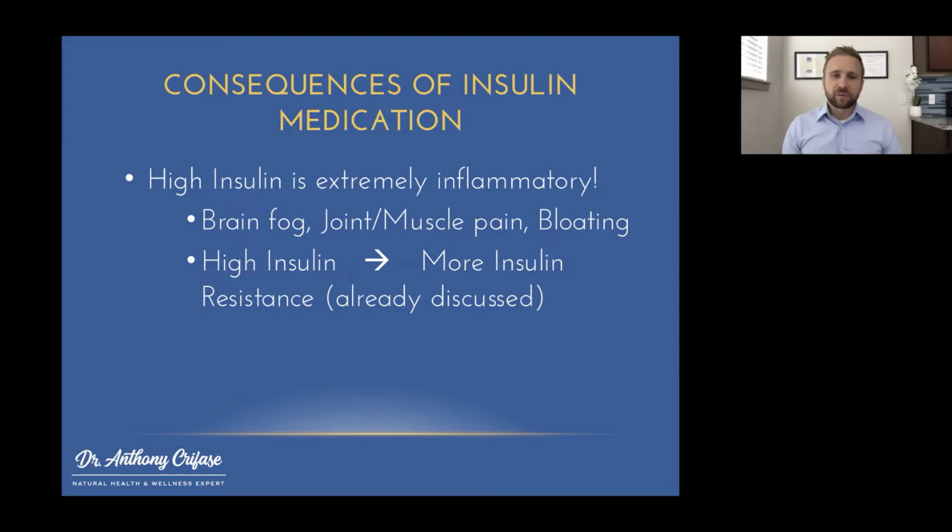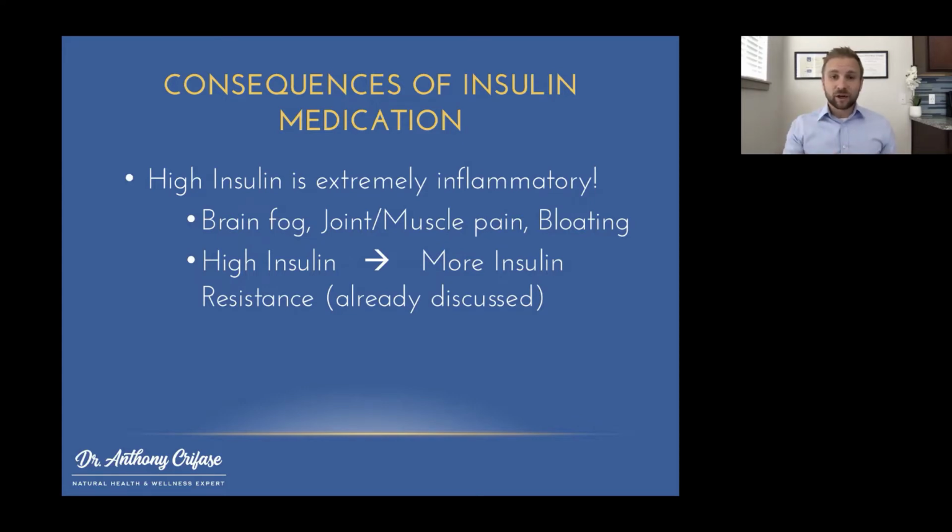Now the next major important thing that needs to be discussed is that when you're on insulin, high insulin is extremely inflammatory, okay? Now inflammation, in Latin, this means to ignite, to set fire, to heat up, okay? There are 5 major markers of inflammation. Say you sprain your ankle, for example, what's going to happen? It's going to get red. It's going to get hot, okay? It's going to get swollen, okay? It's going to be painful, okay? And most likely you'll lose function of that body part.